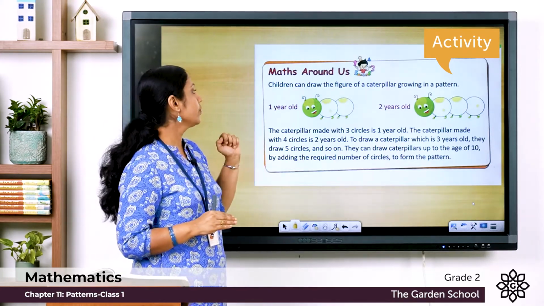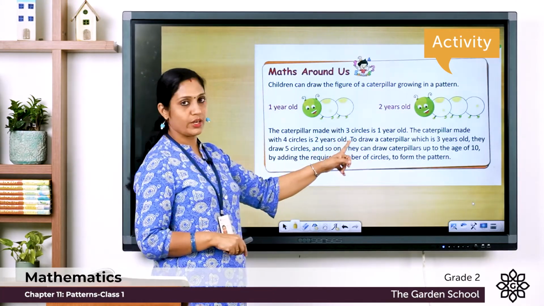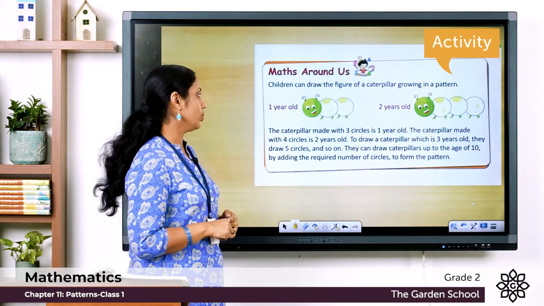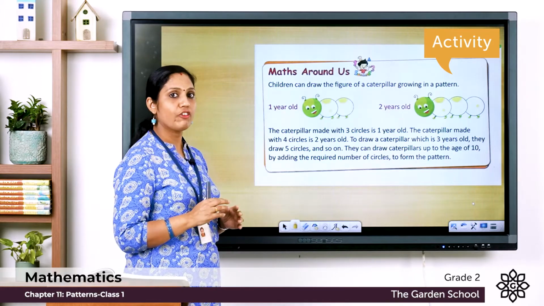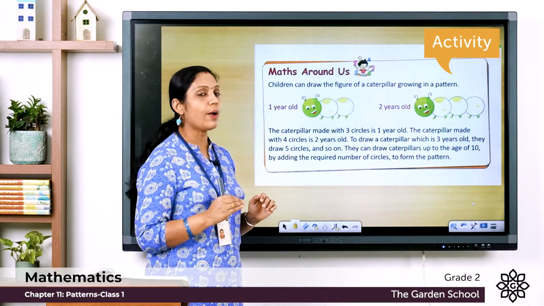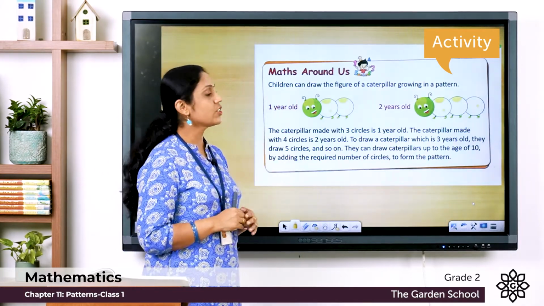Let's look at it. The caterpillar made with 3 circles is 1 year old. The caterpillar made with 4 circles is 2 years old. To draw a caterpillar which is 3 years old, they draw 5 circles and so on. They can draw caterpillars up to the age of 10, by adding the required number of circles to form the pattern.